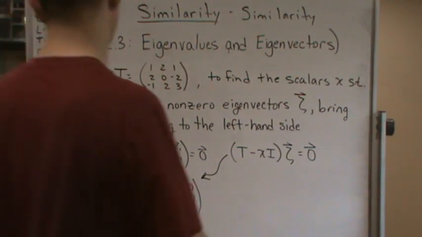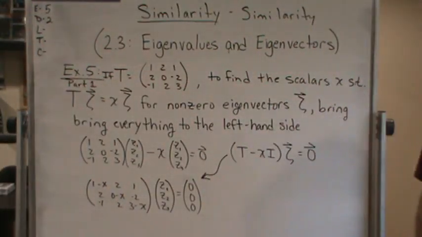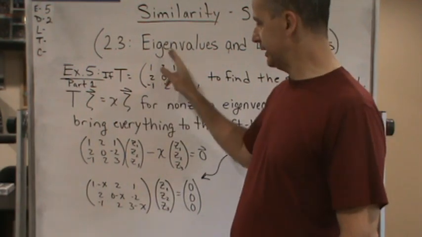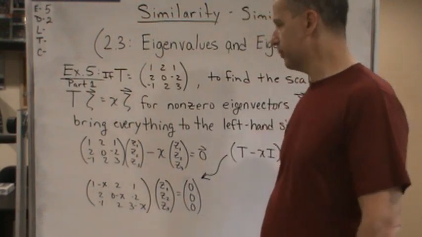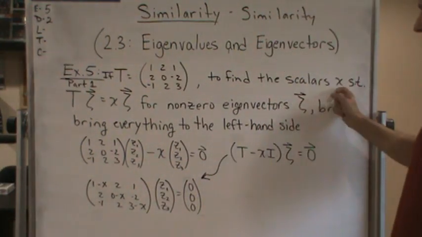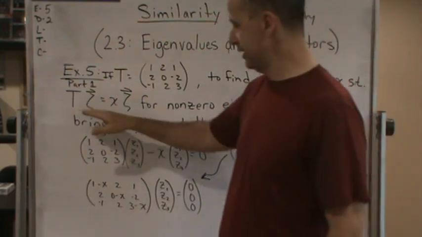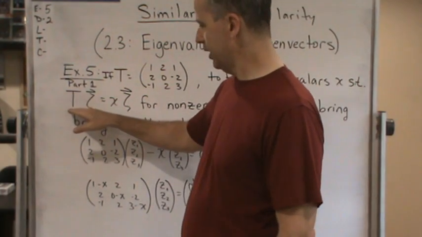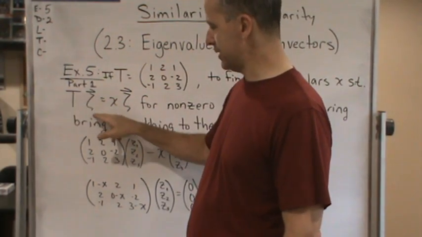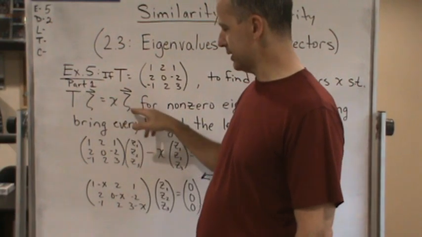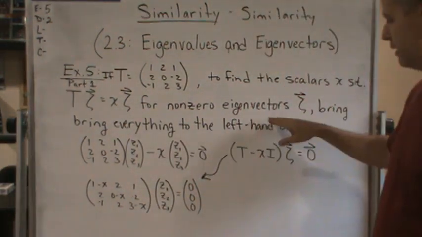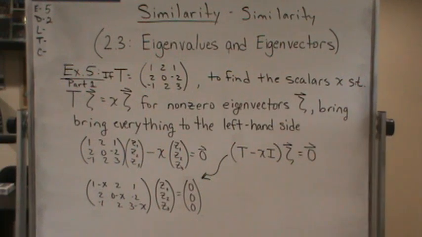Here we go. Example 5. So we're going to be given this T matrix. T is given by this matrix here. We want to find the scalars x such that this equation holds. So we have T times zeta, which is equal to x times zeta, for non-zero eigenvectors zeta.